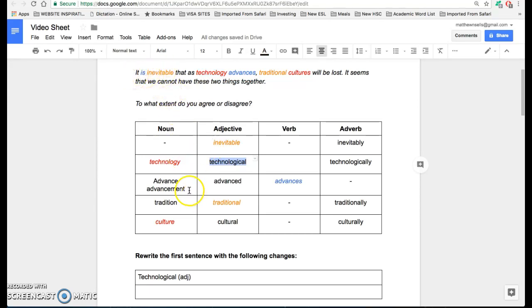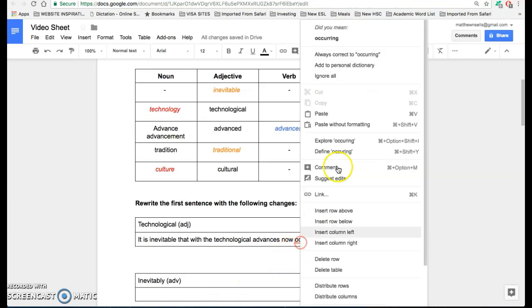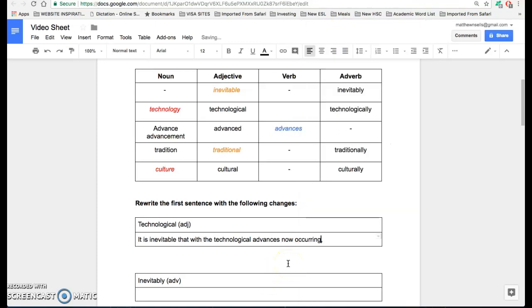So for me, I know that I'm going to keep the same bit at the beginning. It is inevitable that with the technological advances now occurring. So you're like, oh my God, what did you do with all this extra stuff? Well, that's because I know that this phrase is going to have to be changed a lot. So instead of using that clause, I've just used a phrase instead, with the technological advances now occurring, and so I've used that as an adjective.